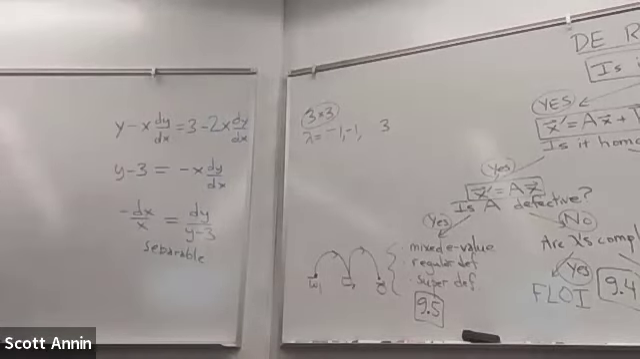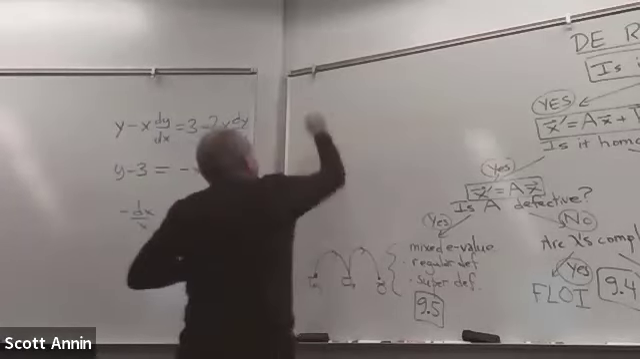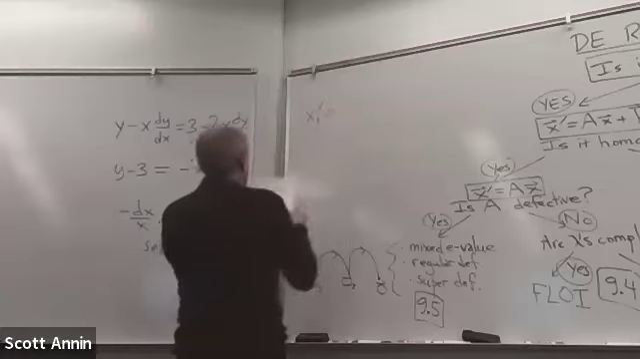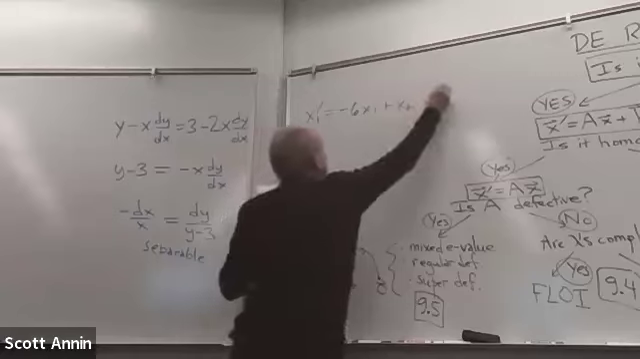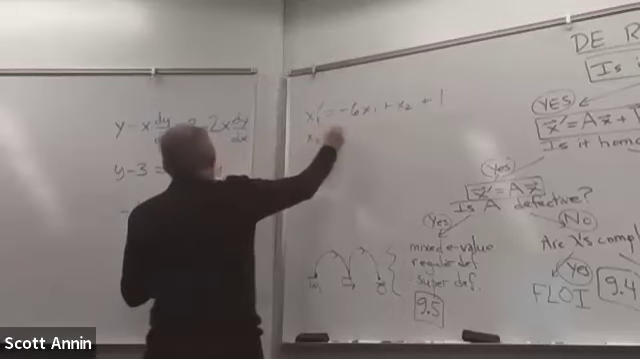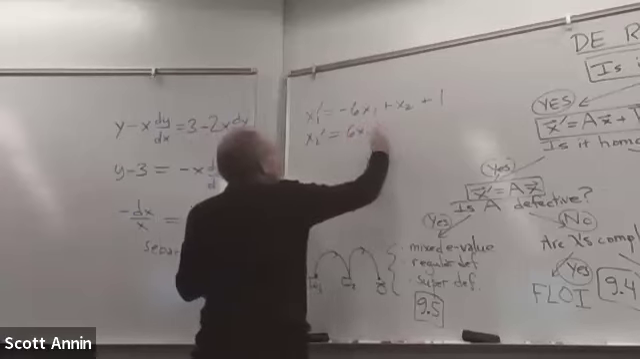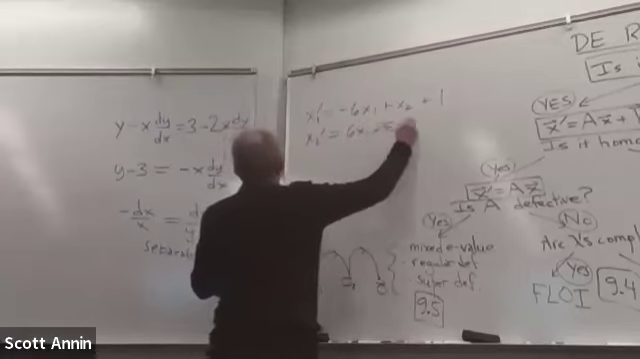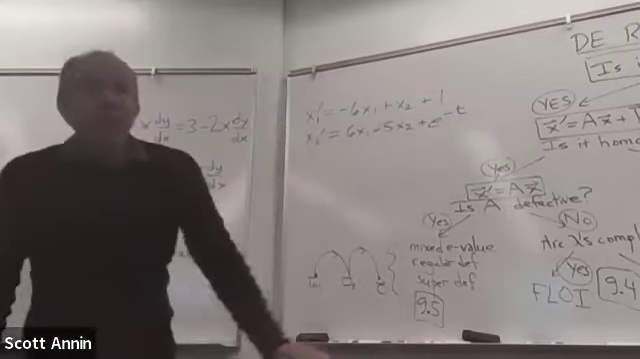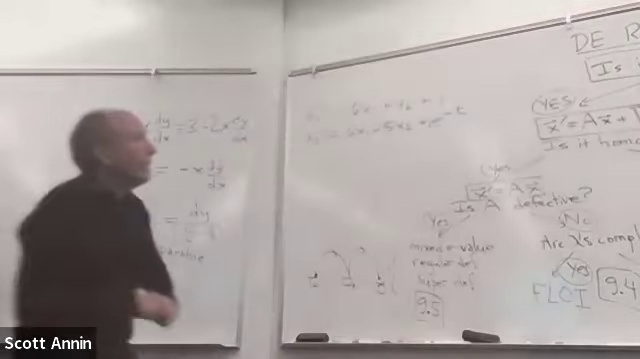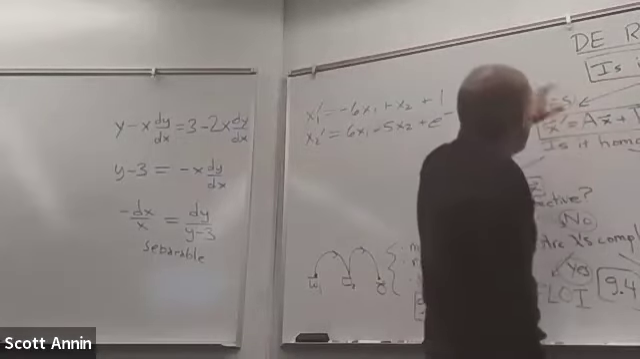Let's look at part B. Part B, we have x1 prime equals negative 6x1 plus x2 plus 1. And we also have x2 prime equals 6x1 plus, sorry, minus 5x2 plus e to the negative t. Okay, so here's the question. Is that a system of differential equations? Yes. Sure looks like it.